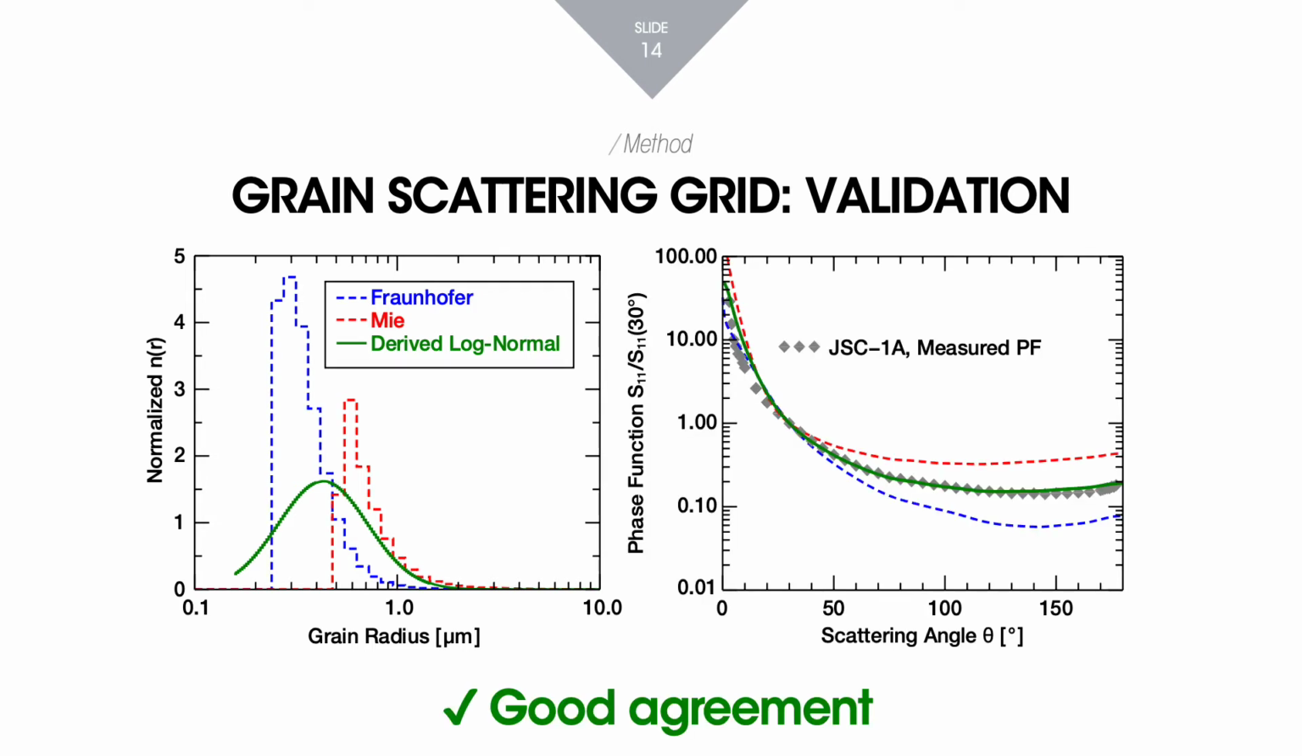Size-weighted scattering predictions for all three candidate distributions were computed using the grid of scattering properties, shown in this plot on the right. The grey diamonds indicate the measured phase function. The resulting angular scattering from the derived distribution demonstrates good overall consistency. In other words, the green line is mostly on top of the grey diamonds. This gives confidence in our method.